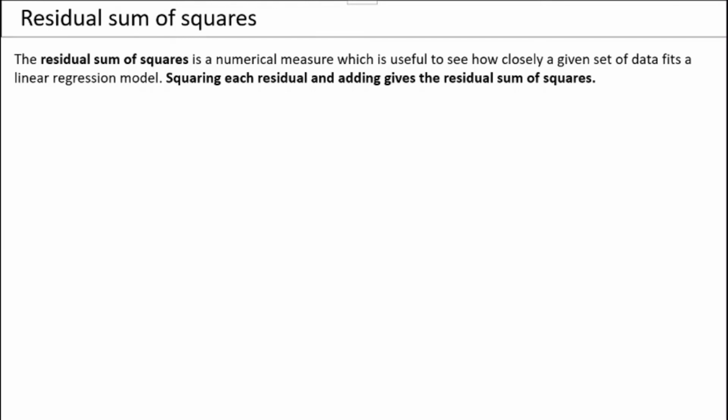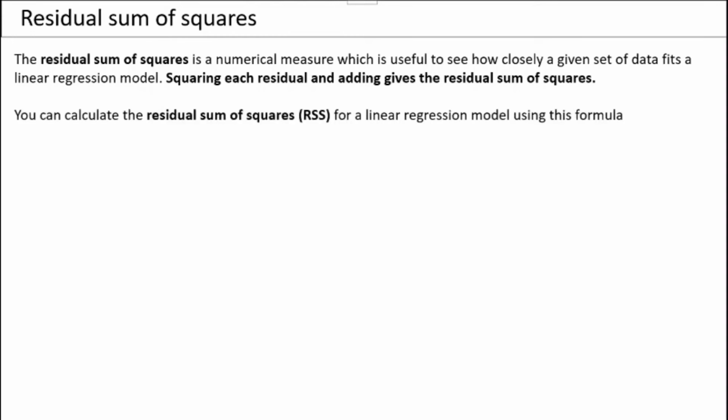And we'll just finish up here with the residual sum of squares. Now this is a numerical measure that helps us to decide just how close the points were to the regression line. If all of the points were exactly on the regression line, the residual sum of squares would be 0. So the smaller it is, the closer to that regression line.